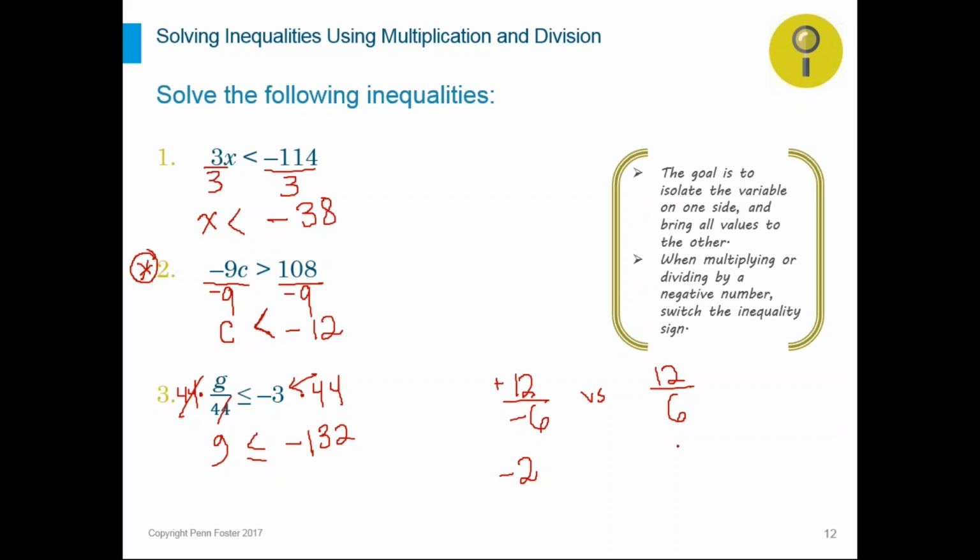12 over 6 is a 2 because positive over a positive will give you a positive answer. Also, I need to mention that if you're dividing negative 12 over negative 6, it should give you a positive answer. Negative over a negative will give you a positive answer, which is going to be 2 as well.